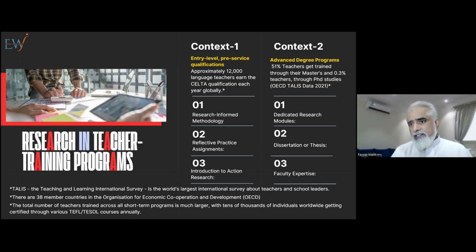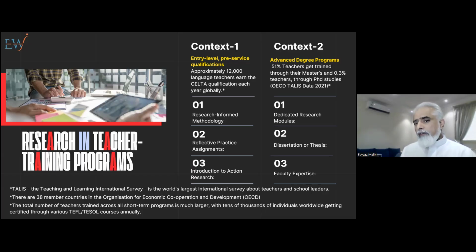On the other side, we have master's programs and PhD programs. So here we have this particular data. 51% of teachers in OECD countries, where I included the data from 38 member countries, graduate from master's degrees in teacher training programs. And only 0.3% of teachers graduate from PhD studies.